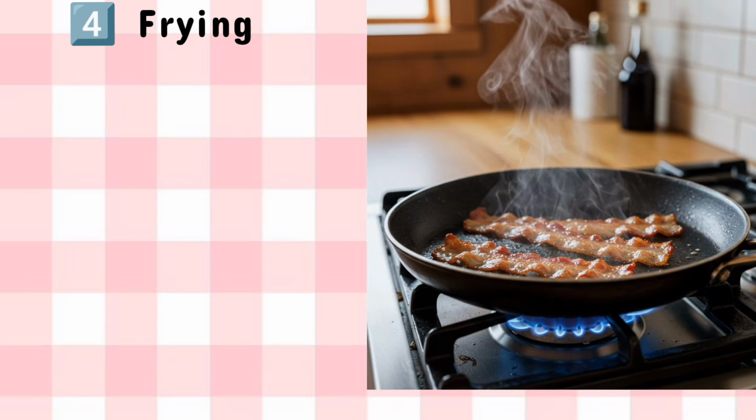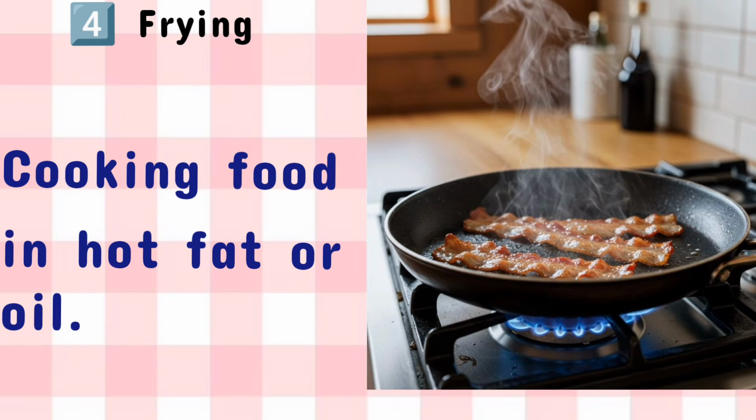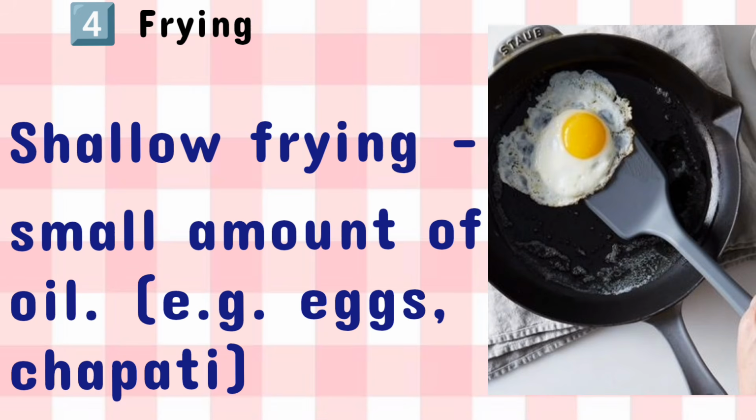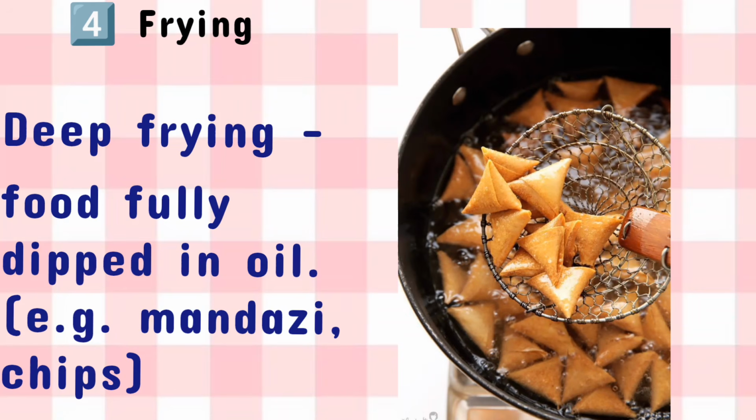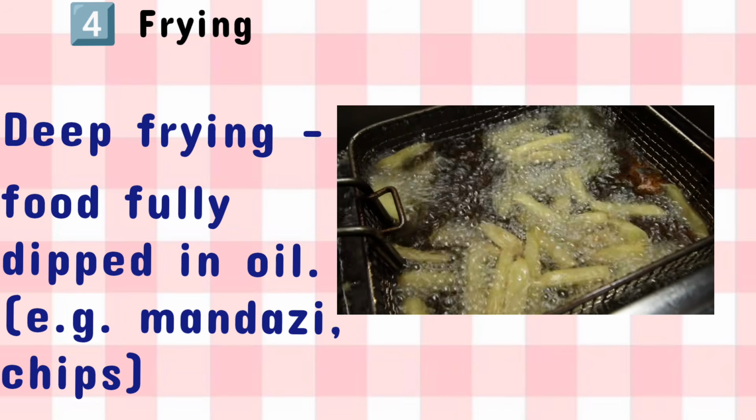Let's move to the fourth method, which is frying. Frying is cooking food in hot fat or oil, and we have 2 methods of frying. The first one is shallow frying, where we use small amounts of oil, for example, to cook foods like eggs and chapatis. The second method is deep frying, where food is fully dipped in oil and it's fully covered. Examples include mandazi, chips, samosas.